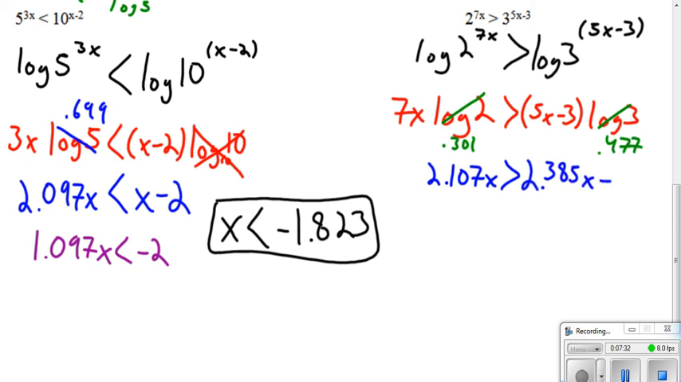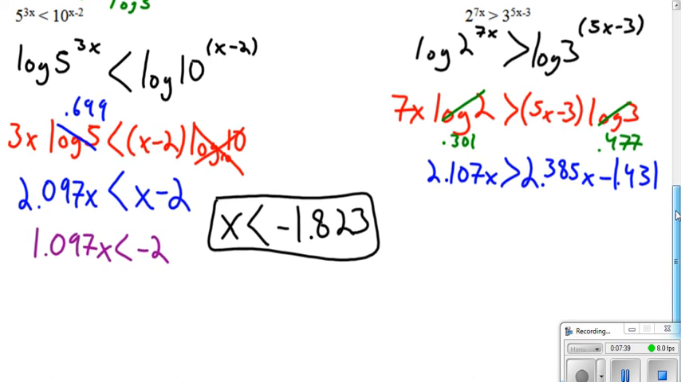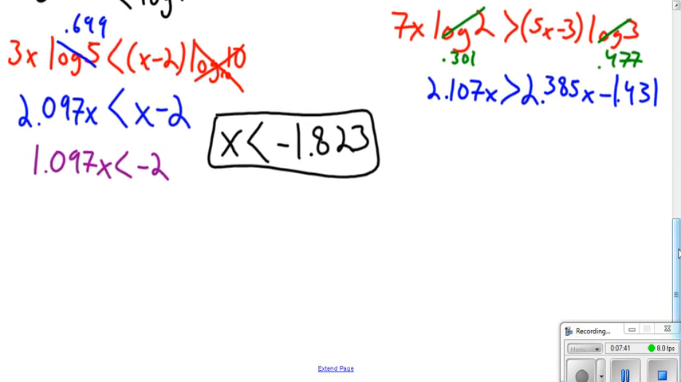So we would have 2.385x minus 1.431. So again, we know how to solve inequalities like this. We just have to solve for our x value. So we would subtract 2.385x from both sides, which would leave us with negative 0.278x is greater than negative 1.431.